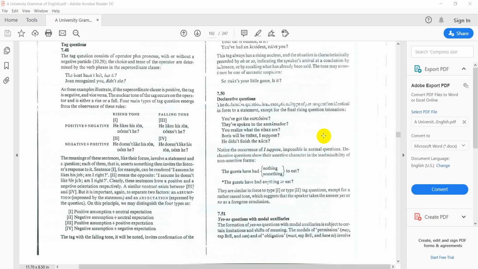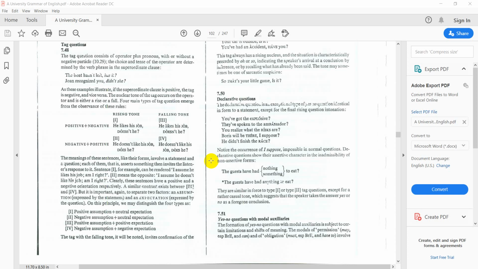The same sentence, you can make it a question by adding a question mark at the end of the sentence and by raising your intonation. Notice the occurrence of I suppose, impossible in normal questions, as I told you. Declarative questions show their assertive character and the inadmissibility of non-assertive forms, because they are declarative sentences.